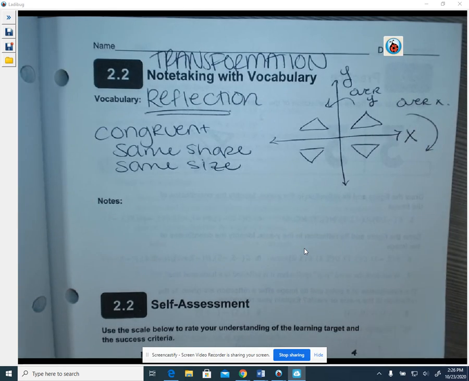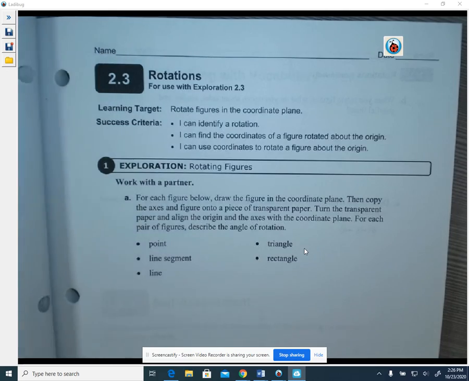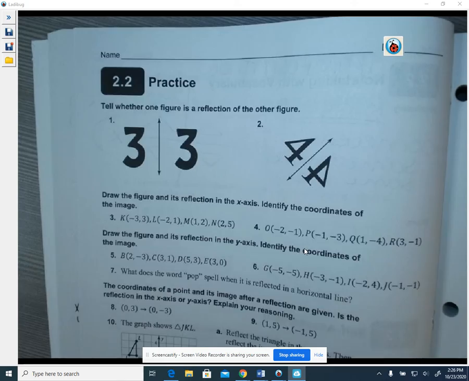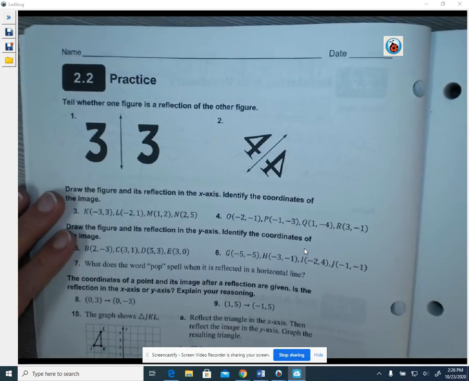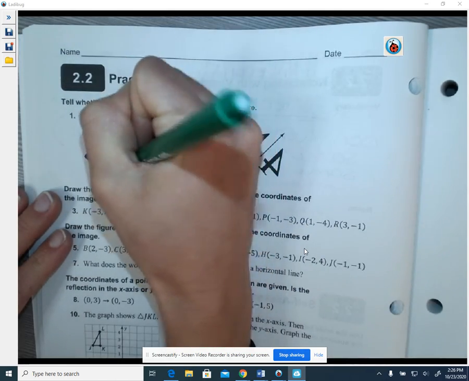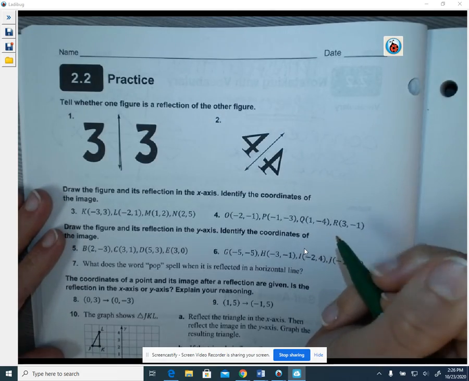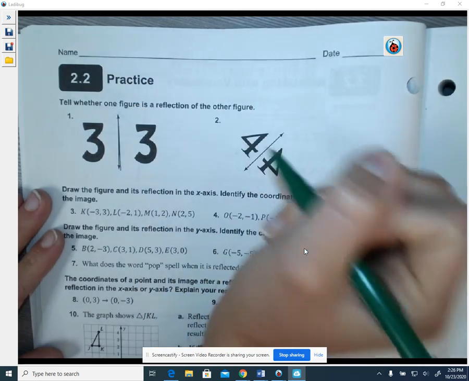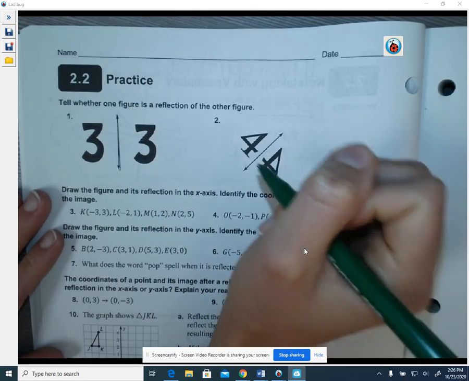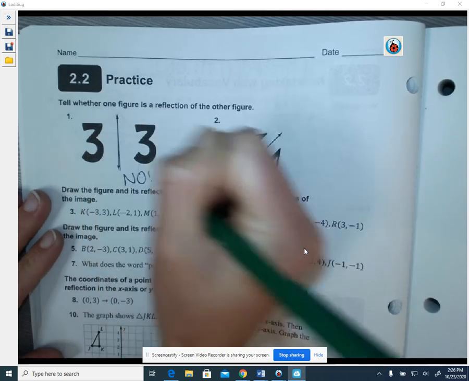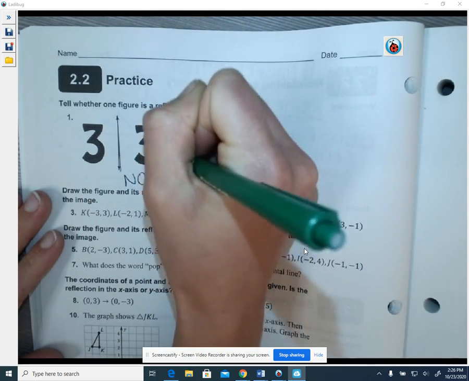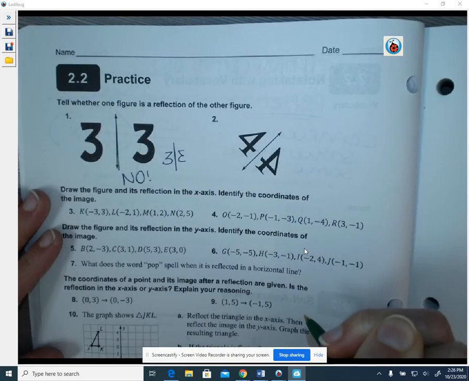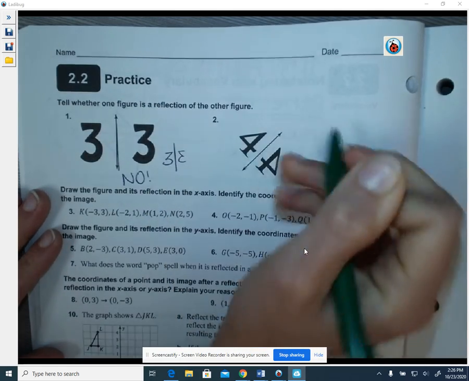Let's do a couple practices. You can go ahead and turn your page. Remember to think about a mirror. In numbers 1 and 2, we see a line of reflection. Here the line is right down the center. Is this a reflection? We see a number here. Should it look the same on the other side? No. This one is not a reflection, okay? If it was a reflection, we would see the 3 on this side, and then it would look backwards on the other side, okay?